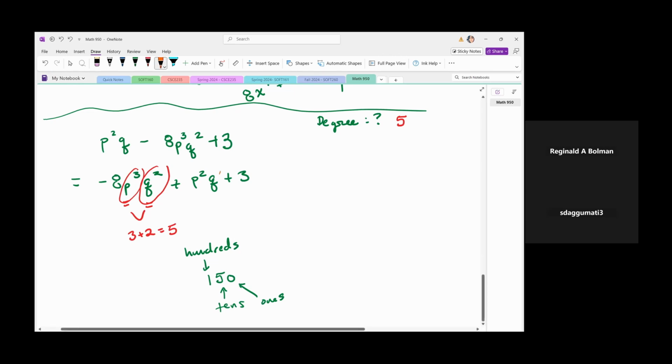Similarly, the degree of the second term, as it turns out, would be 2 plus 1 or 3, because the q almost behaves as a q raised to the first power, whereas the p acts as a p raised to the second power. So when you add those degrees together, the second term would be a term of degree 3. Okay.